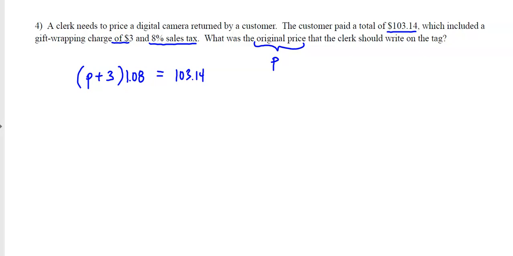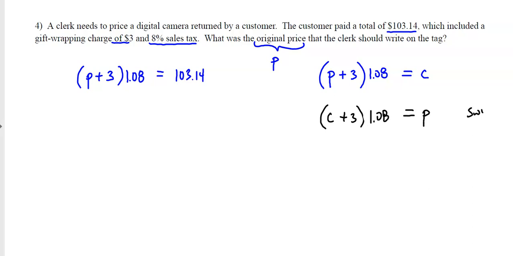So if I wanted to find the original price, I'm just going to undo everything that was done. If I wanted to do it fancy, I could say, take the price of the object, add 3, multiply it by 1.08, and that will give me the cost. Well, I could switch those two variables and solve for it. So I could switch these two variables out and say C plus 3 times 1.08, maybe I don't need to put it in parentheses, equals P. So this was the switch part.